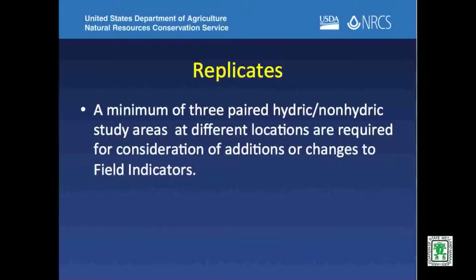If you are using the technical standard to create a new field indicator for soils that have similar conditions and currently don't have a field indicator, we do require replicates, and we want at least a minimum of 3 paired hydric, non-hydric study areas at different locations. That's so we know that this condition is replicated in different places. If you just want to determine that the soil is hydric on a specific site, then you only need to monitor that site.